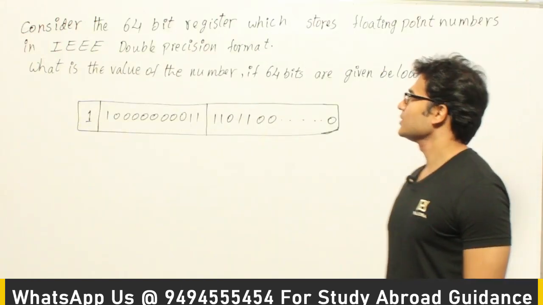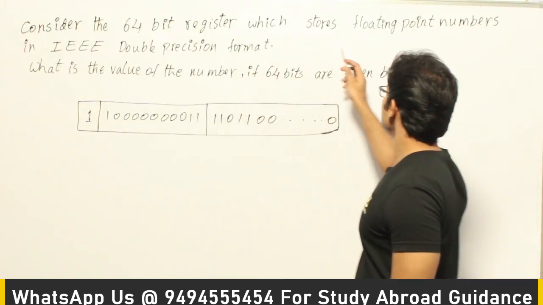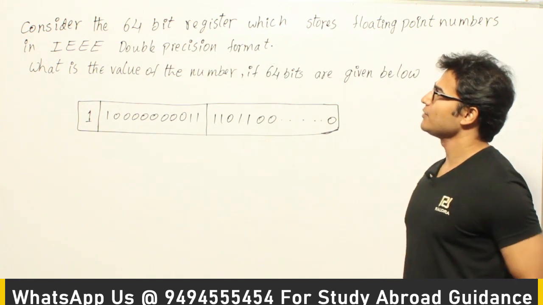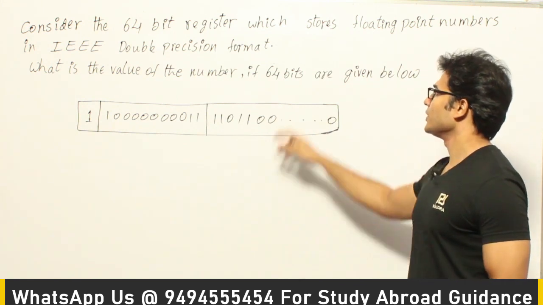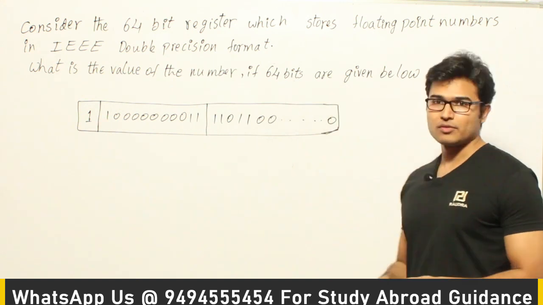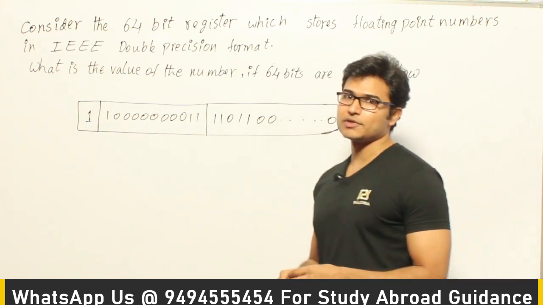Now let's see this. Consider the 64-bit register which stores floating point numbers in IEEE double precision format. What is the value of the number if 64 bits are given below?